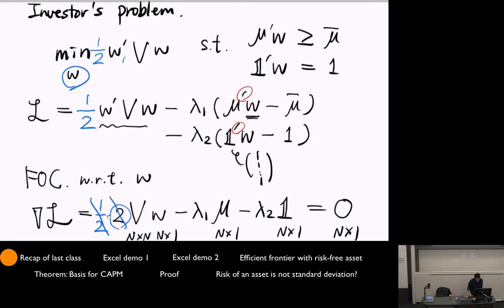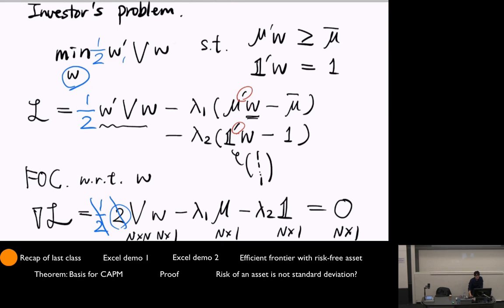Okay, so last time we solved the investor's problem. The investor knows vector mu, the expected returns of all the stocks in the market. The investor knows the variance covariance matrix that summarizes the risk information of all the stocks. And the investor asks, okay, I want at least 1% expected return from my portfolio. What portfolio should I buy to minimize the risk of my portfolio?